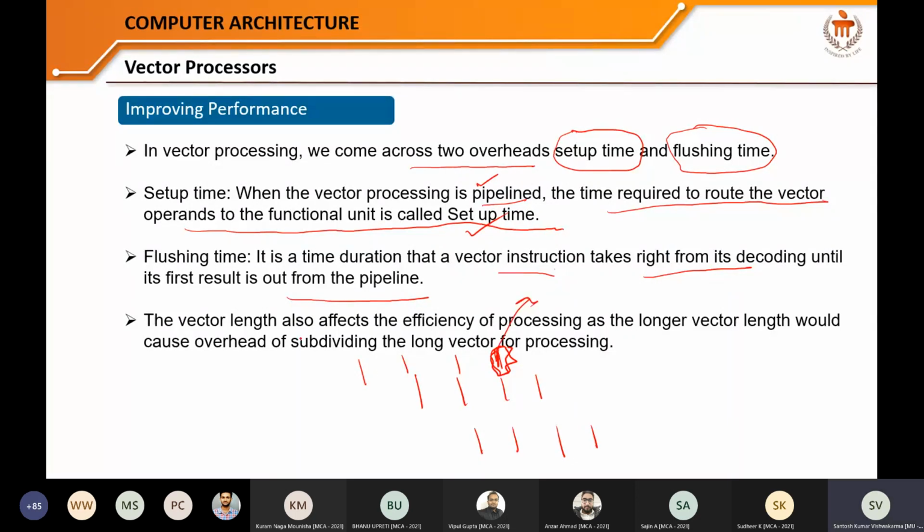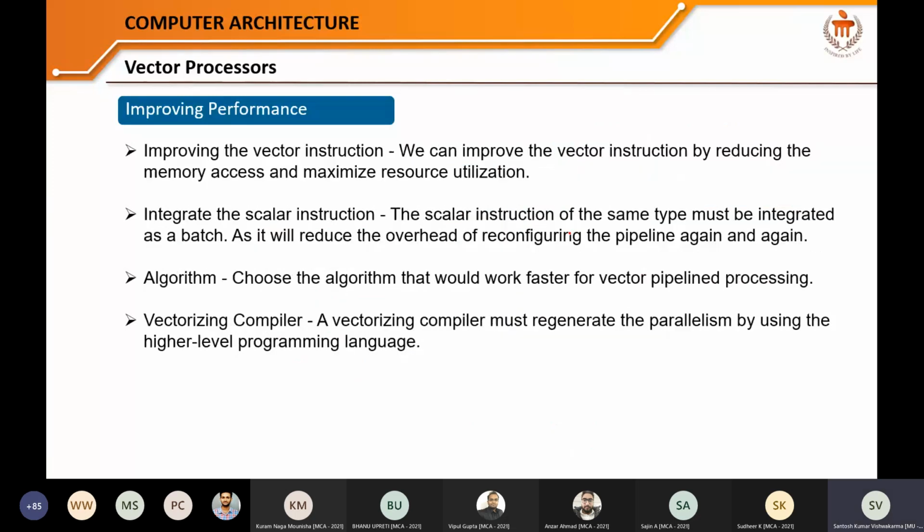The vector length also affects the efficiency of processing, as a longer vector length would cause overhead of subdividing the long vector for processing. So there are four very important features. We can improve vector instructions by reducing memory access and maximizing resource utilization. We can also integrate the scalar instructions. The scalar instructions of the same type must be integrated as a batch, and it will reduce the overhead of reconfiguring the pipeline again and again.